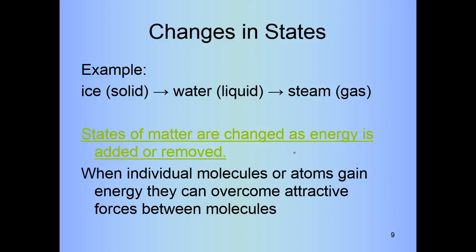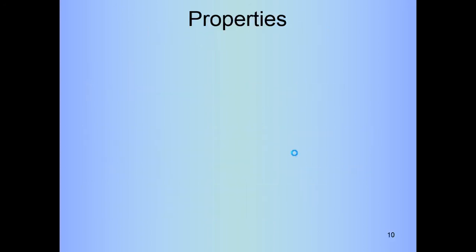Again, we will get into this later on in the year, but those energy changes are overcoming attractive forces between molecules, and that's what's allowing the different spacing and different orientation between the particles that we just looked at. Okay, so we've defined what matter is and what kind of states it can be in, but we want to describe what makes one type of matter different from another. What characteristics tell us that this is gold, this is silver, or this is just a big piece of rock?